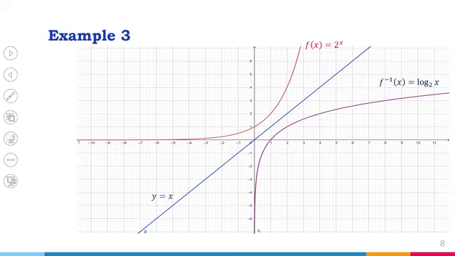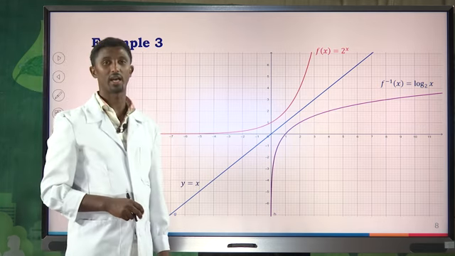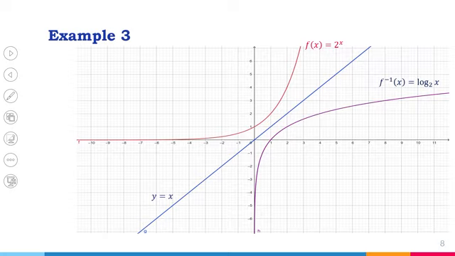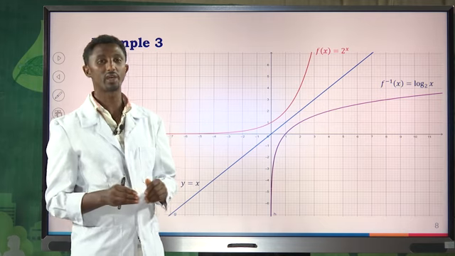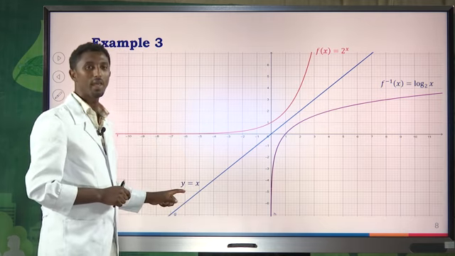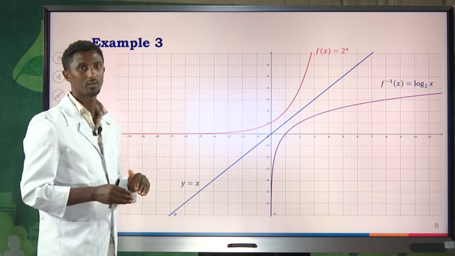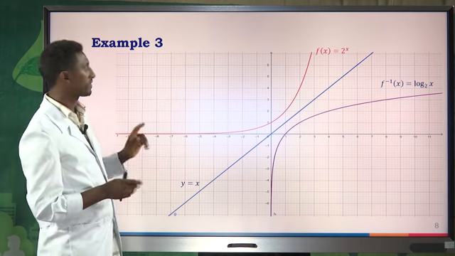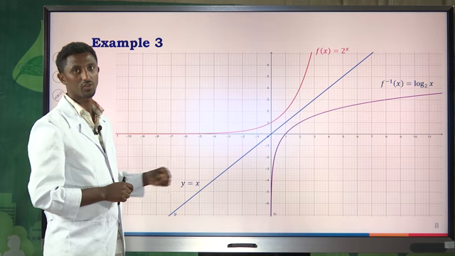Now look at these two graphs. We have a graph here, and this is the line y equals x. If we observe these two graphs, one is the reflection of the other along the line y equals x. So in general, any graph which is symmetrical with respect to y equals x, one is the inverse of the other.